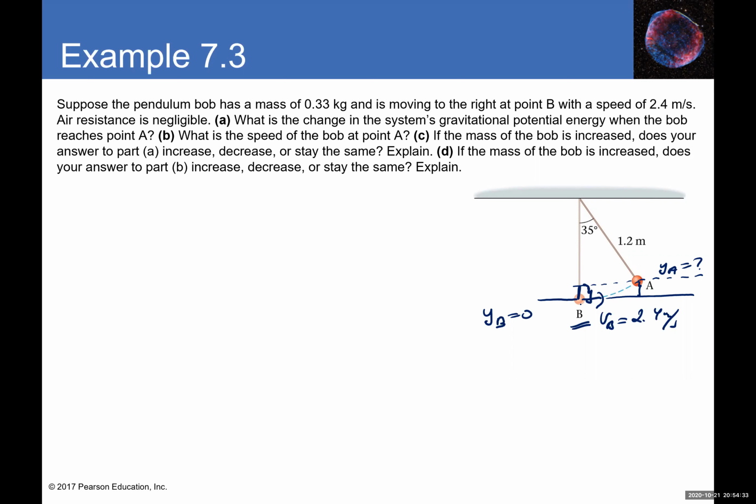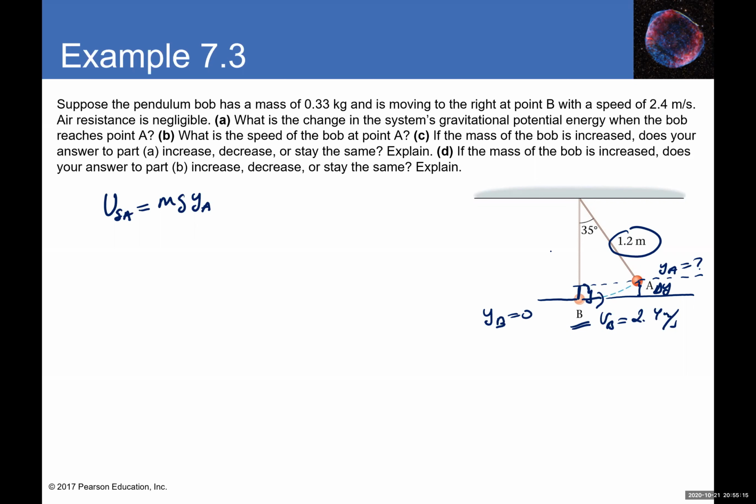Because if I have that distance, since I'm taking position of B to be 0, if I know how high the point A is relative to point B, then I can calculate the gravitational potential energy at point A to be just mgYA. Now, the way I can find this delta y is to use a little bit of trigonometry, because I know that the length of the string is given: 1.2 meters. And it goes 35 degrees from point B to point A.